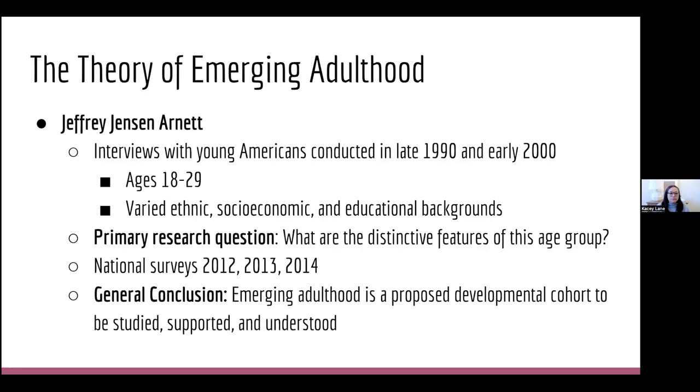So let's get into the theory a little bit by talking about its foundation. A little over 10 years ago, Arnett set out to conduct a cross-sectional research study to understand young Americans. His primary research question was, what are the distinctive features of this age group? He conducted 300 interviews with young Americans aged 18 to 29 in the late 90s and the early 2000s. These individuals were from varied ethnic, socioeconomic, and educational backgrounds.